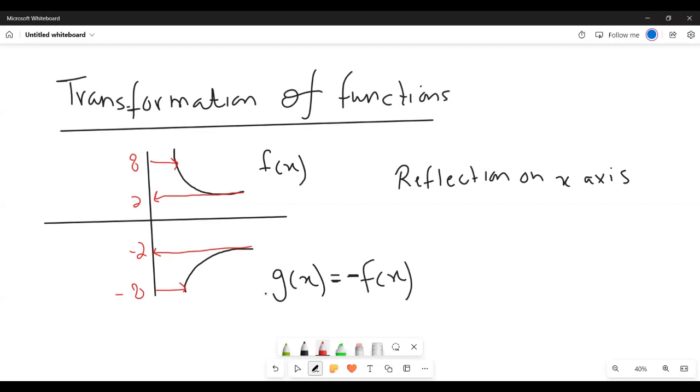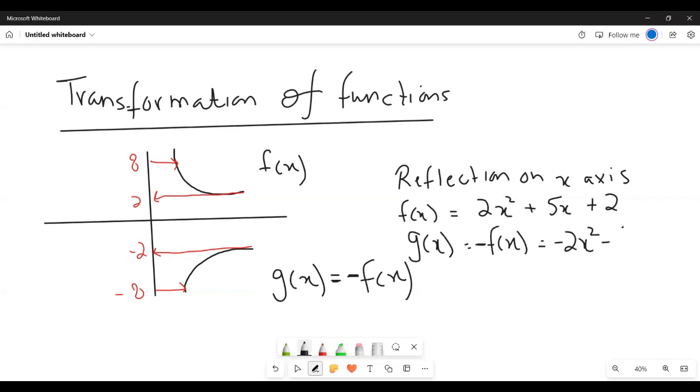Understood? Yep. So if fx is, let's say, 2x squared plus 5x plus 2, for example, then gx would be negative fx, which is multiplying fx with minus 1. So minus 2x squared minus 5x minus 2. All the signs flip. Okay, so that is reflection on the x-axis.